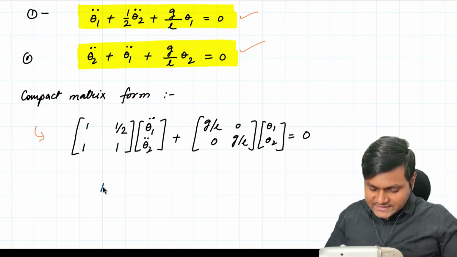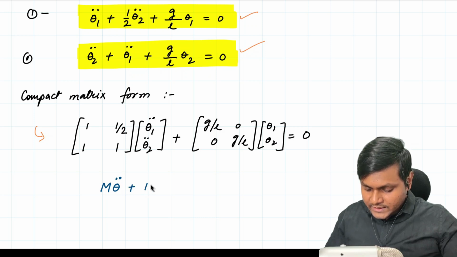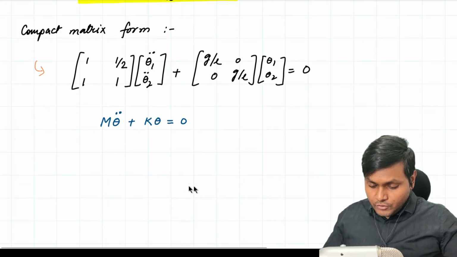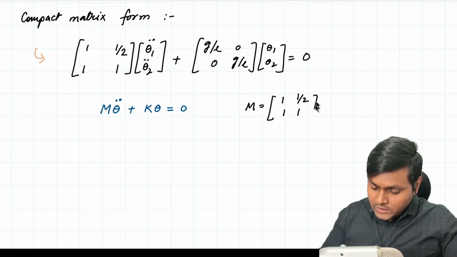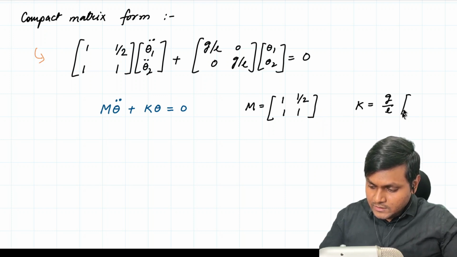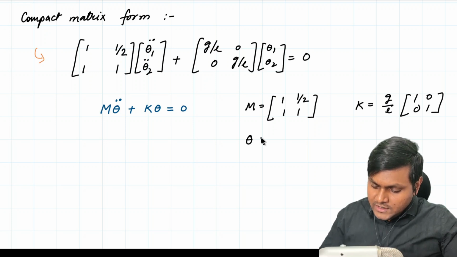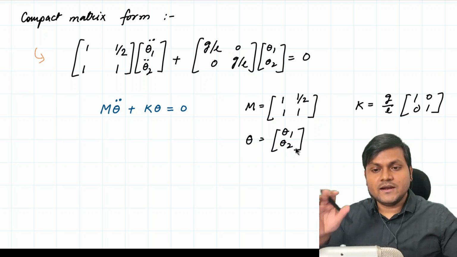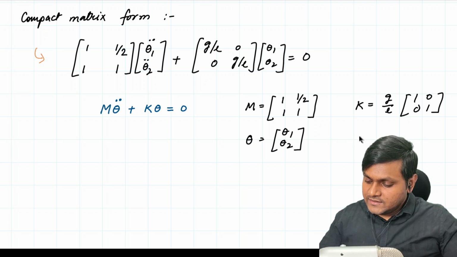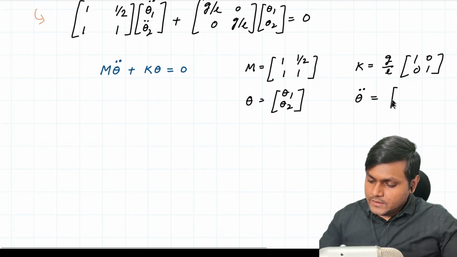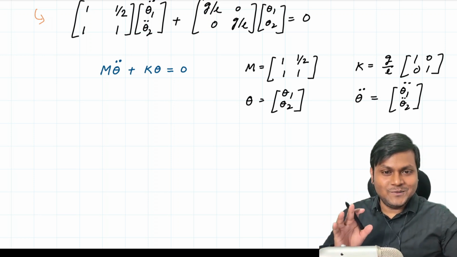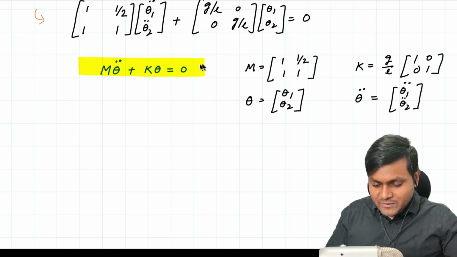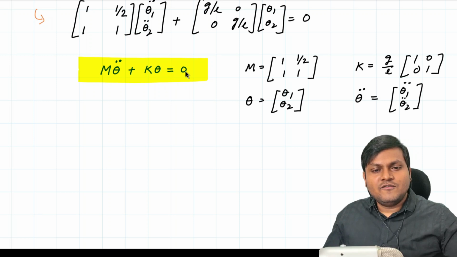Or quite simply put, this is a differential equation of the form, let's suppose, m theta double dot plus k theta is equal to 0, where m is the matrix 1 1 half 1, k is the matrix g upon L 1 0 0 1, theta is simply theta 1 and theta 2. So theta 1 is the angular displacement of the first mass, theta 2 is the angular displacement of the second mass, and theta double dot is quite simply put theta 1 double dot and theta 2 double dot. So therefore, finally, I write down the two equations of motion corresponding to the double pendulum in this very compact form of a second order differential equation.